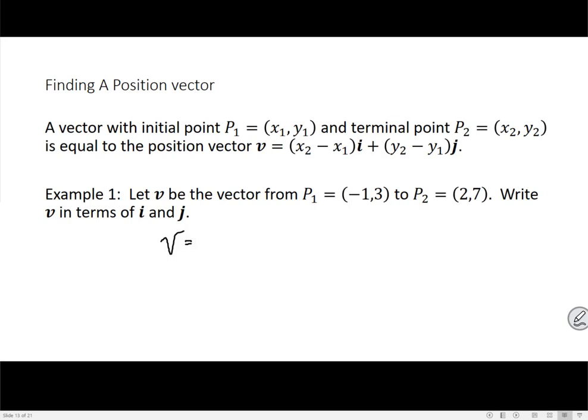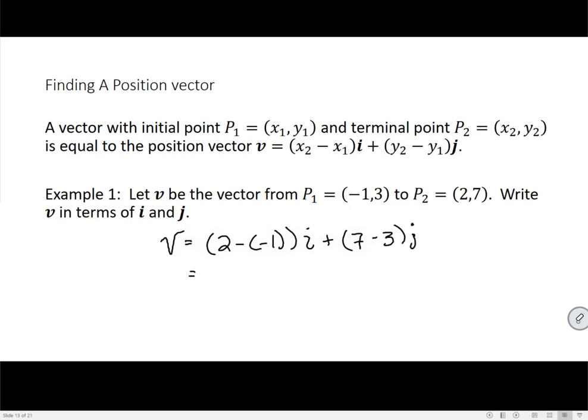So we see here from our formula just above that my position vector is going to be x2 minus x1, and that's going to give us our i. So x2 is 2, and then x1 is negative 1. So 2 minus a negative 1, i, and then plus our y position is going to be y2 minus y1, and y2 is 7, and y1 is 3, so 7 minus 3 j.